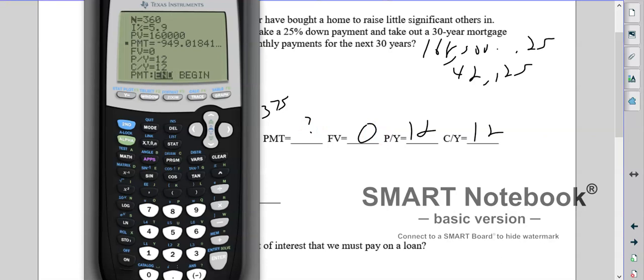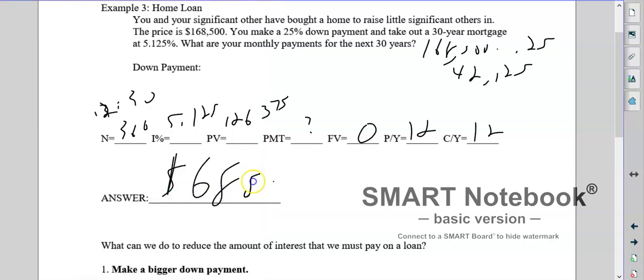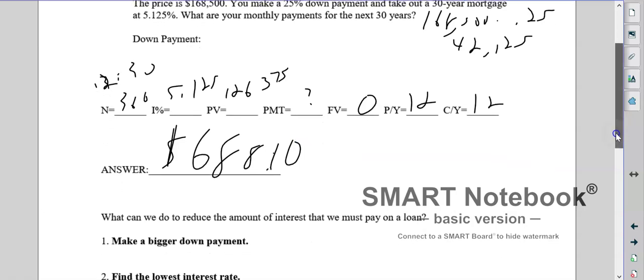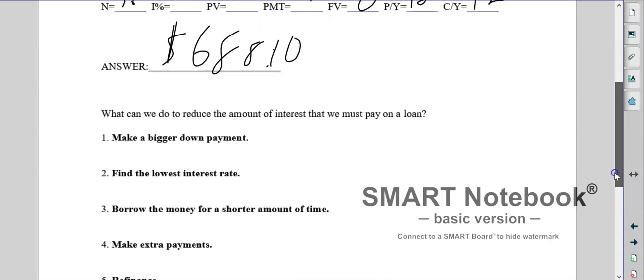So back to the calculator we go. 360 stays the same. This changes to 5.125. The present value this time is 126,375. Everything stays the same, so we do alpha solve right here, and we get 688.10 because the 5 rounds the 9 up. 688.10. Okay. And again, we could calculate how much we're paying back. It's depressing. Usually ends up being about twice. It depends on the interest rate.